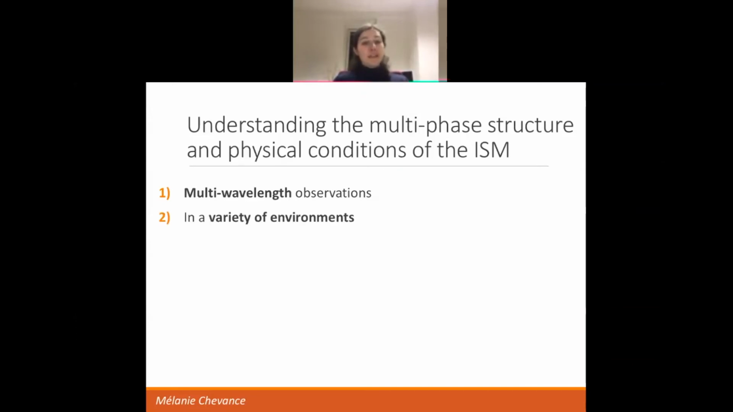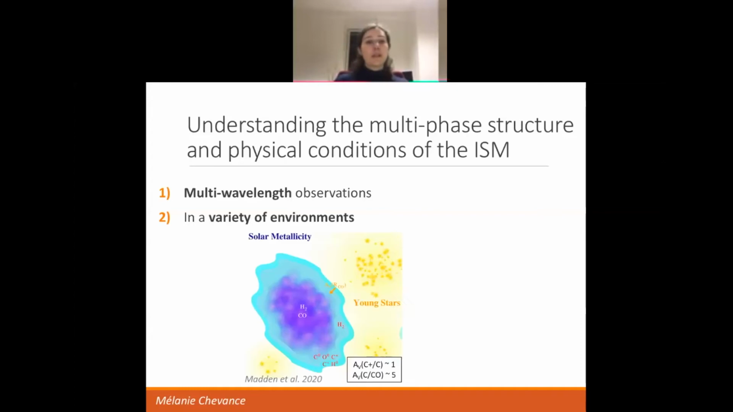Now, to better understand the multi-phase structure of the gas, it's interesting to look at it in a variety of environments. And the axis I would like to look at is metallicity. I don't have to make a mystery of it because you've shown that picture already. So you know that the structure of the ISM is very different between solar metallicity and low metallicity environments.